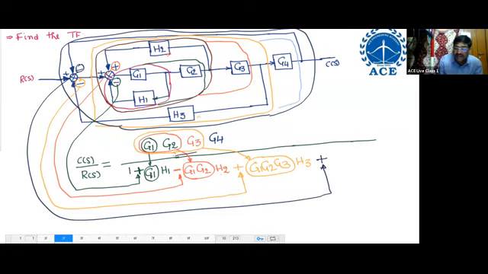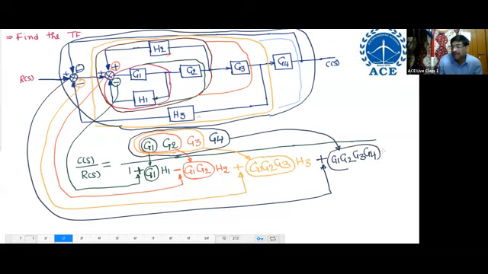Opposite sign means here it becomes plus. Numerator term as it is you write in the denominator. So that means G1, G2, G3, G4, numerator as it is in the denominator, product with feedback gain. What is the feedback gain? 1. That's all. Okay? I hope you got it.